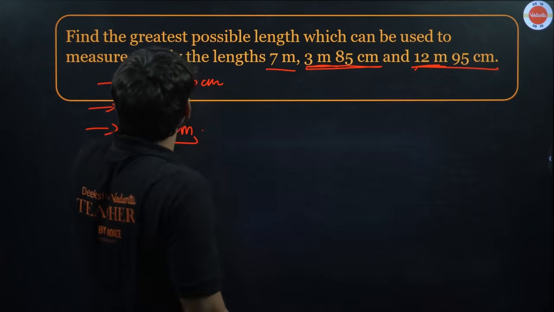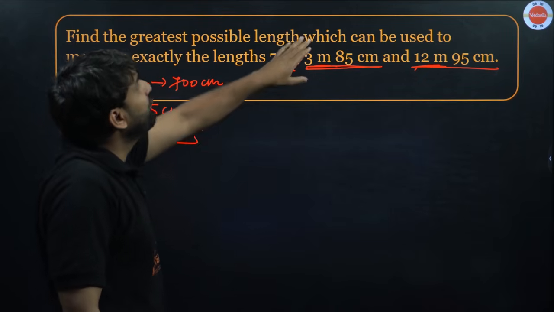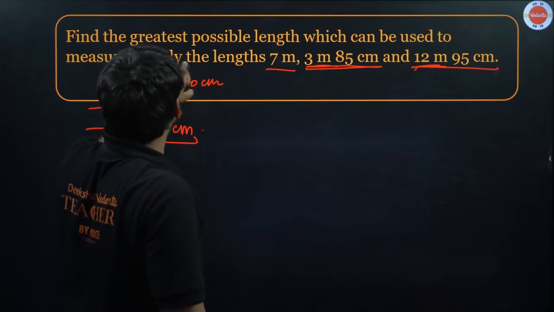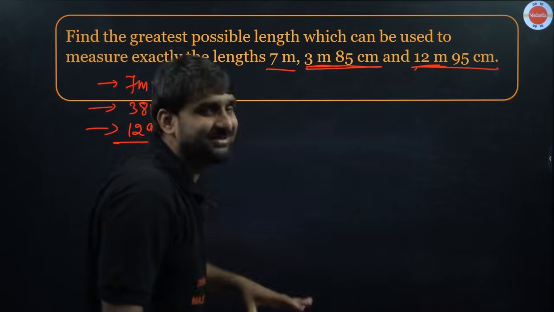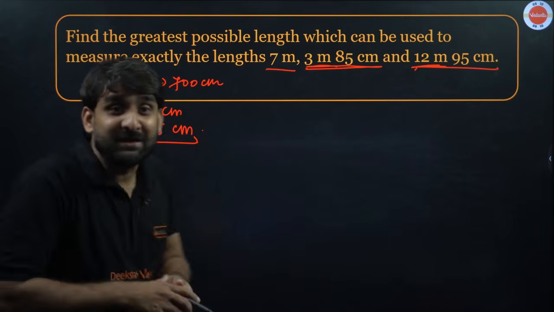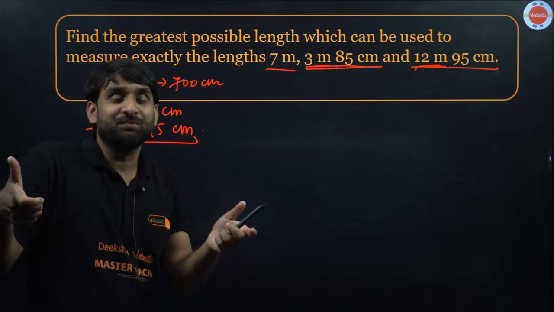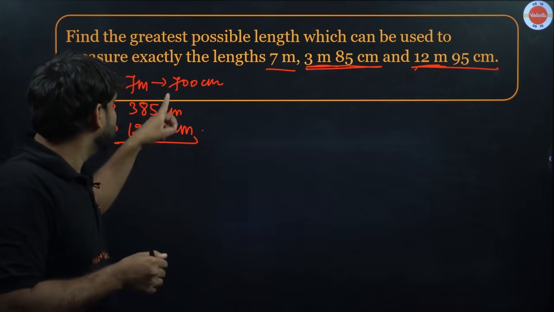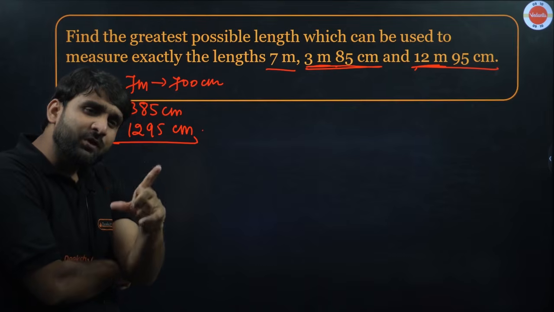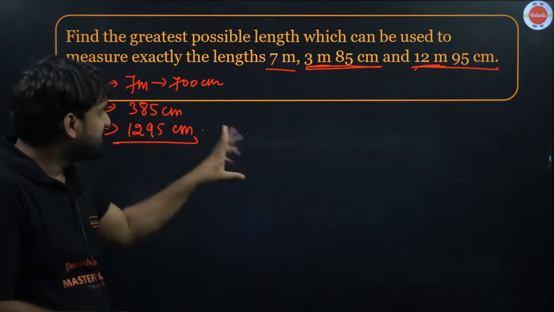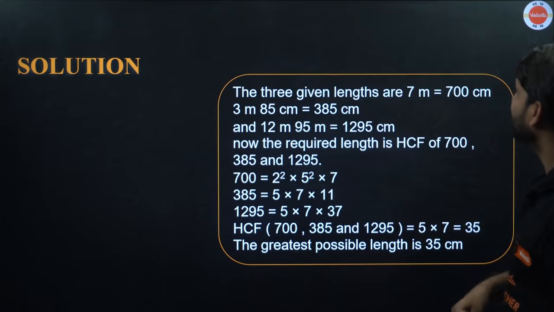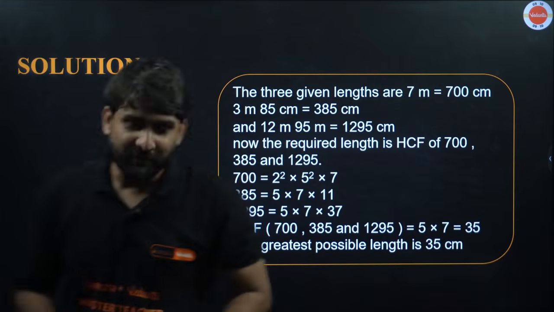Now find the greatest possible length which can be used to measure exactly these lengths. Very good. So we have to find the greatest possible length that can be used to measure these things. It means we want the value which can divide all these three. So we have a solution. Look here. We want to find the HCF.